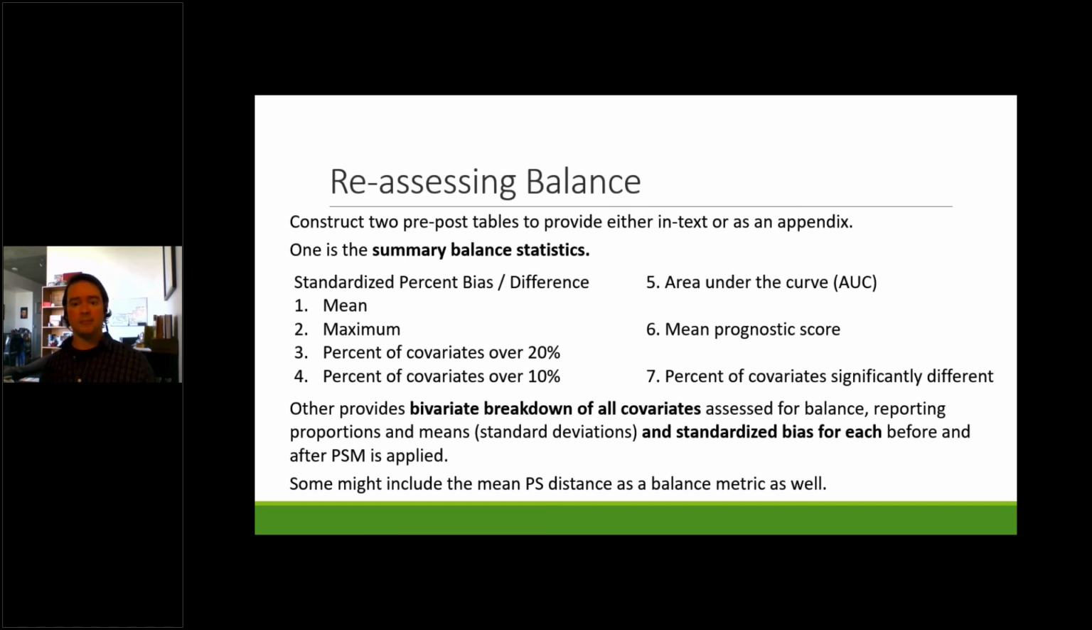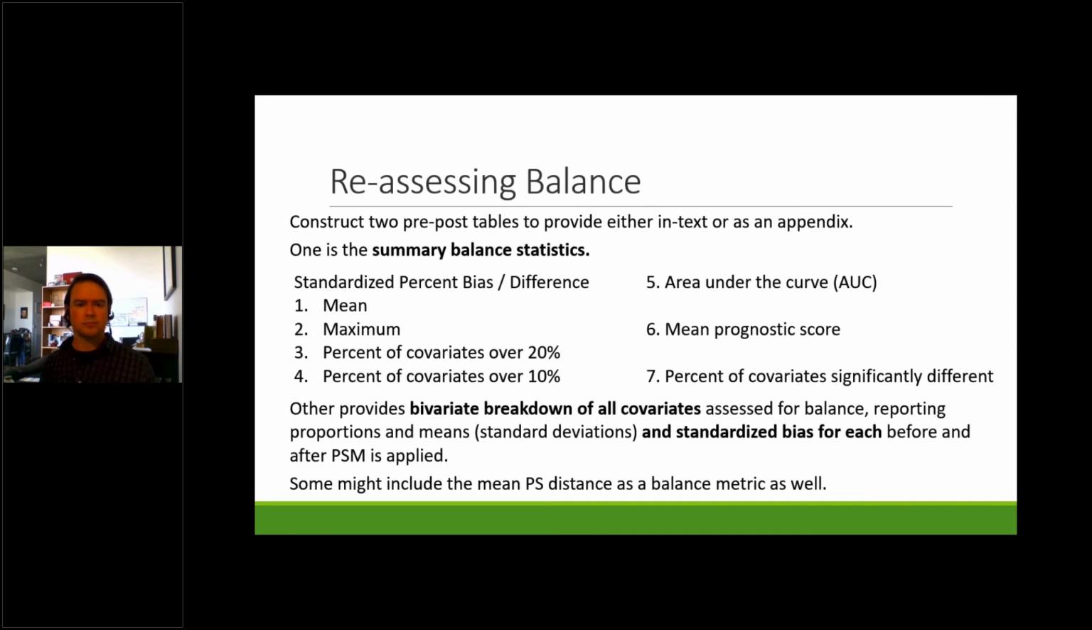4. And sometimes it's worth noting that some people will put in the average propensity score distance as a balance metric as well. And I'm all for that. You know, the more the better, really. It's just so we can better understand what happened with your data set, what it looked like before, what it looked like after. So the mean propensity score distance is a fine metric.